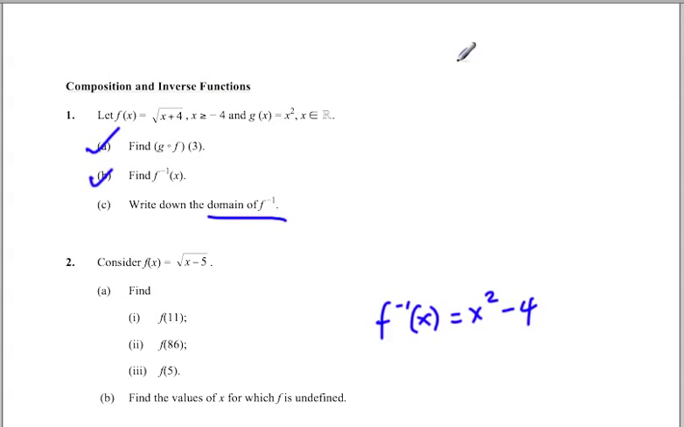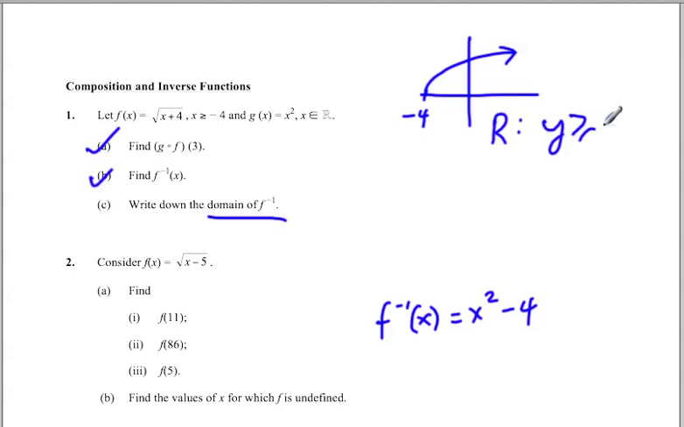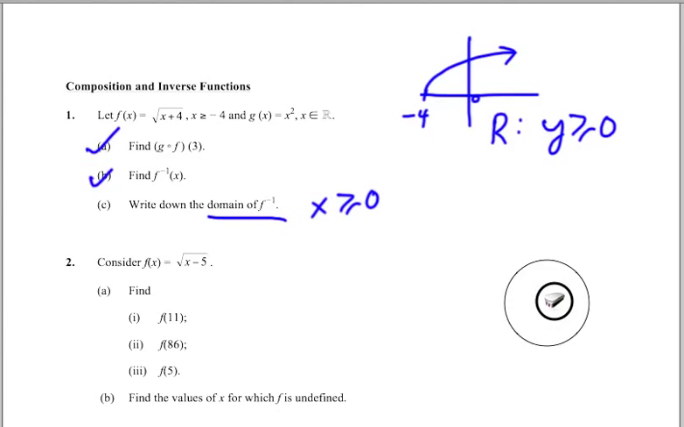The best way to do this is to draw a sketch. If you draw a sketch, this is the square root of x plus 4, which means it's shifted to the left here, and it goes like that. So the range in this case is y is greater than or equal to 0, because it basically starts at 0 and then goes upward. So the domain of f inverse is simply x is greater than or equal to 0. All right, so that's the solution for that one.